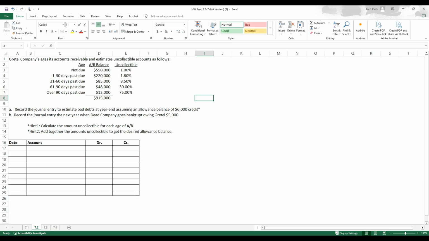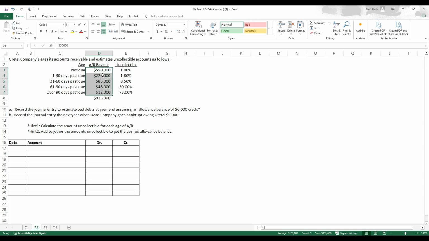So in this problem, we have a company that has an accounts receivable aging, and we have an estimation of uncollectible accounts. And just to discuss what an AR aging is here, again, we have amounts that are due to us. And this breakdown basically tells you how old the balances are that are outstanding to us.